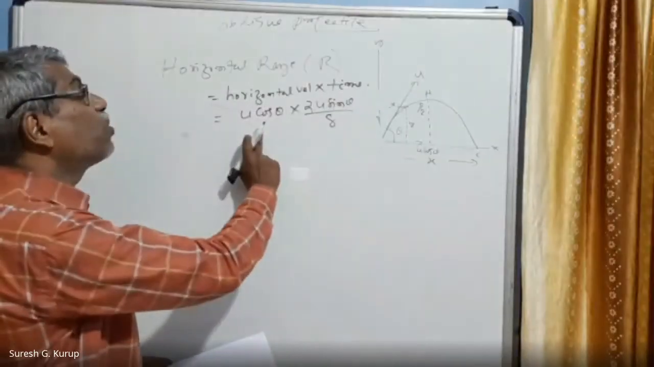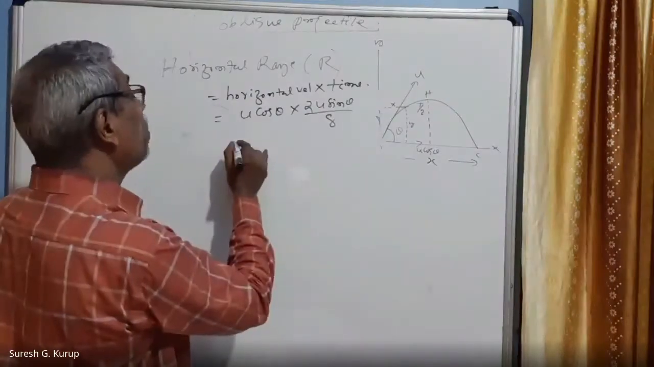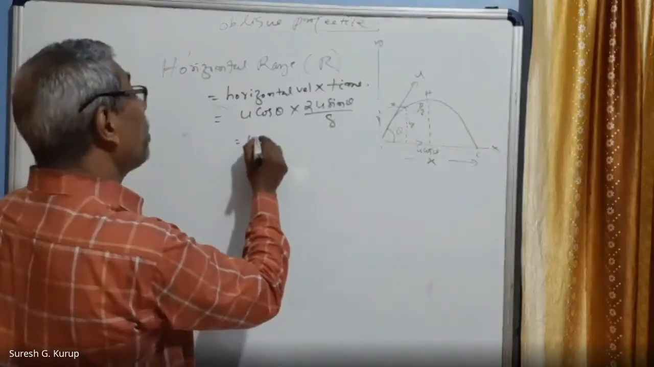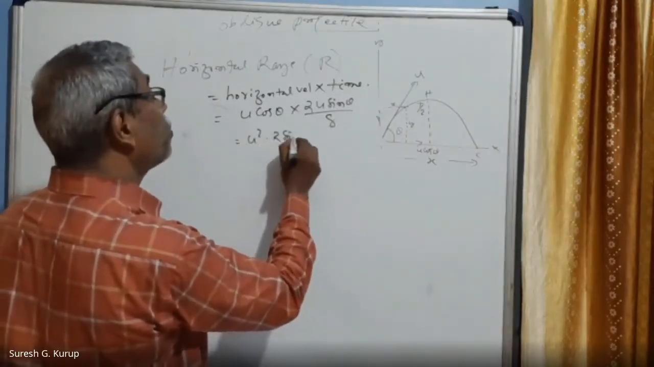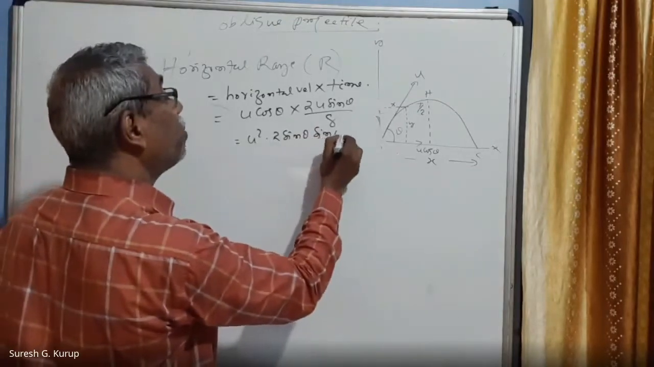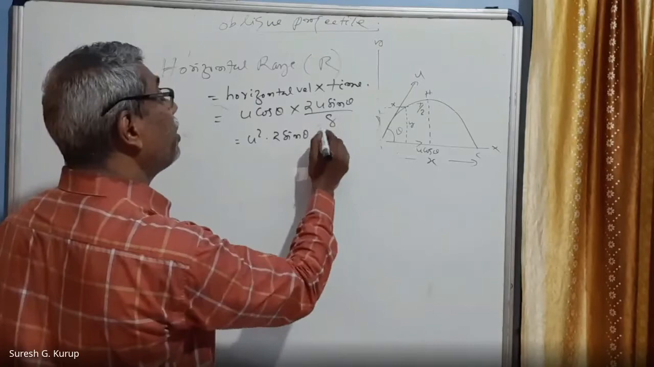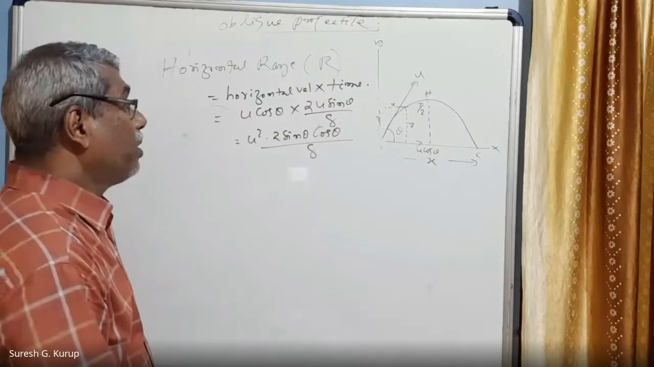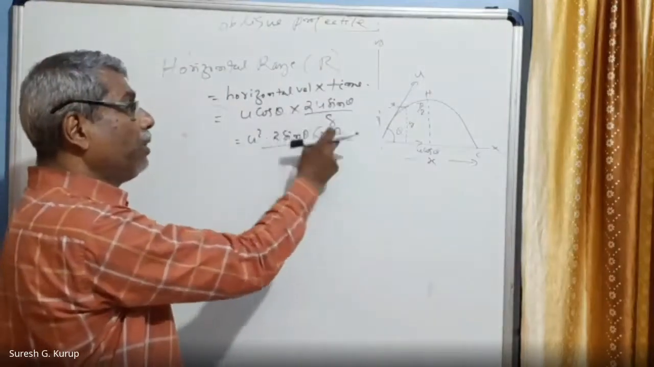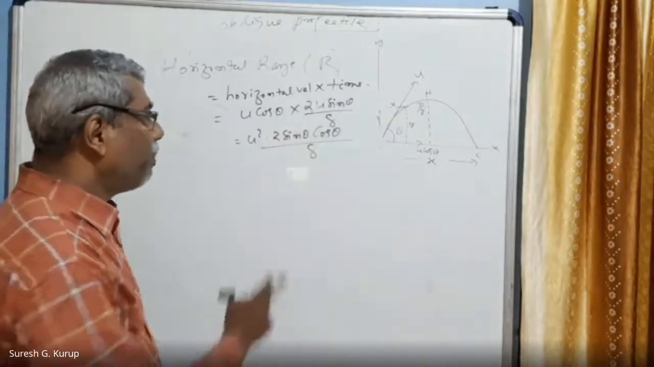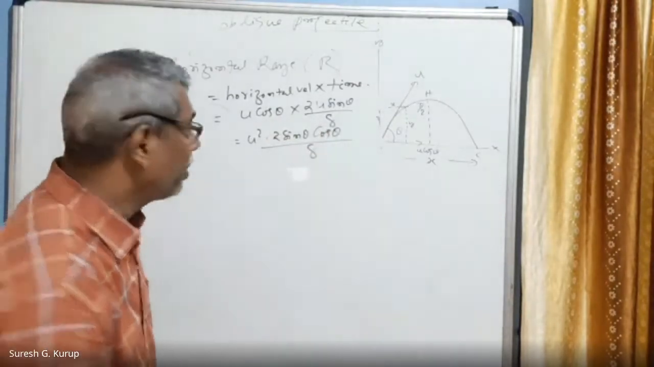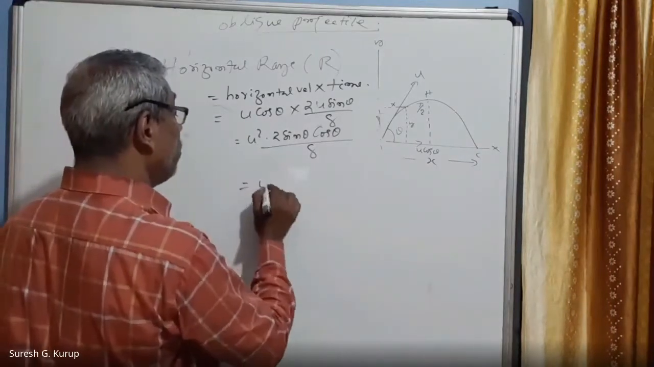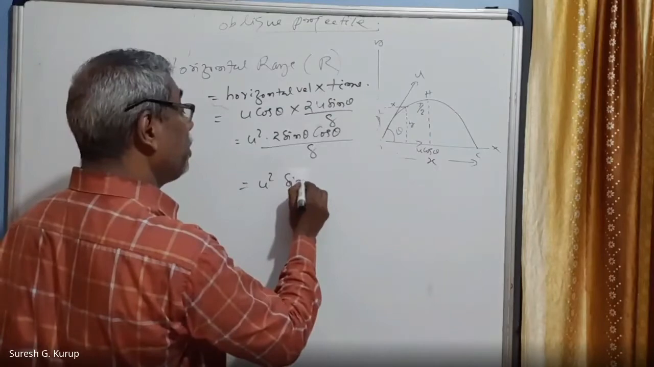So u cos theta into this one. So this we can write as u square into 2 sine theta cos theta, the whole divided by g. u into u is equal to u square. But 2 sine theta cos theta is equal to sine 2 theta. Therefore, this is equal to u square sine 2 theta, the whole divided by g.